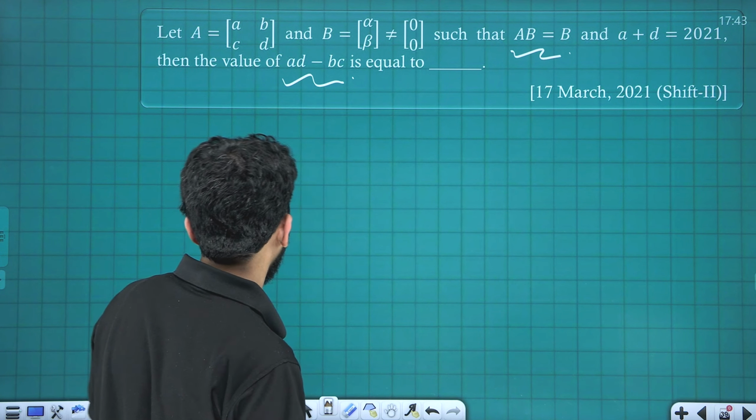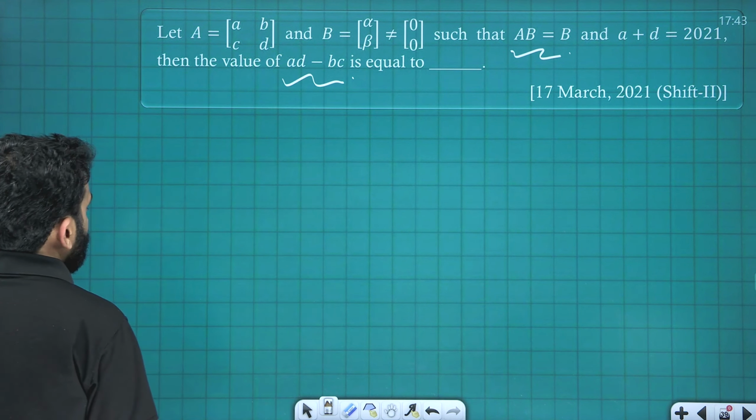So many parameters, right? So let's multiply it first. It is stated that AB is equal to B, right? That is the matrix A, B, C, D times alpha, beta, which is equal to alpha, beta. Just open it. It will be A alpha plus B beta, which is equal to alpha, and C alpha plus D beta, which is equal to beta.